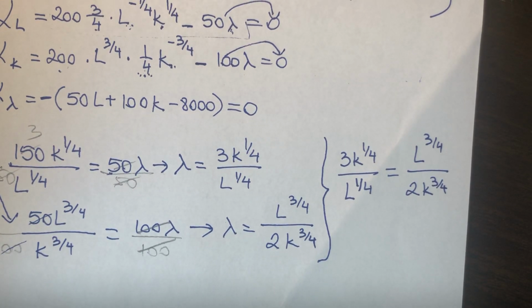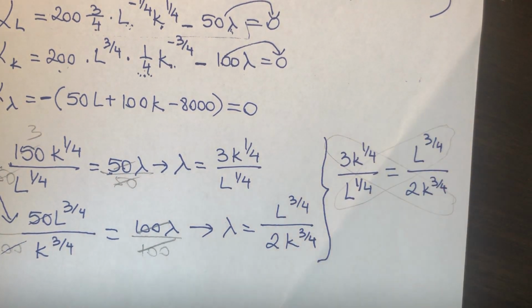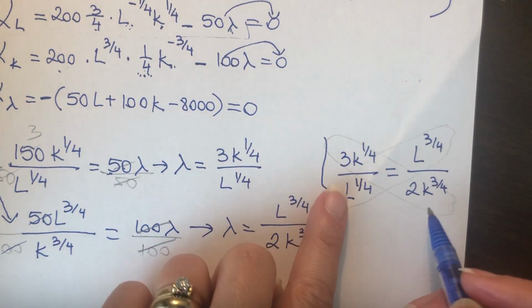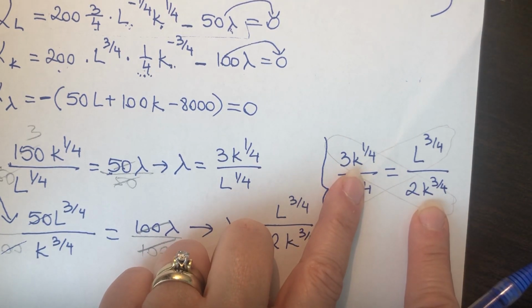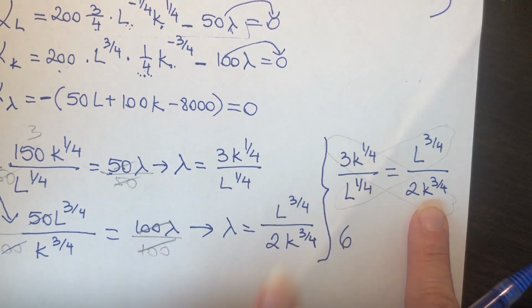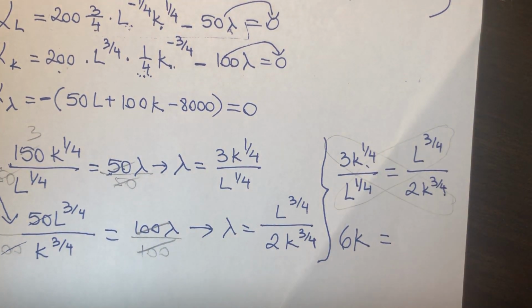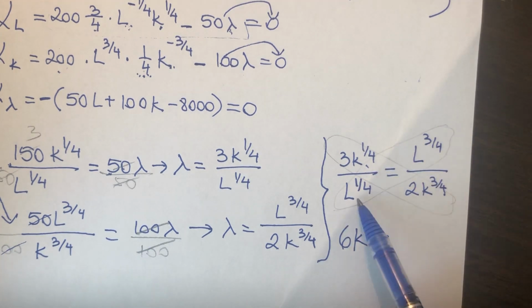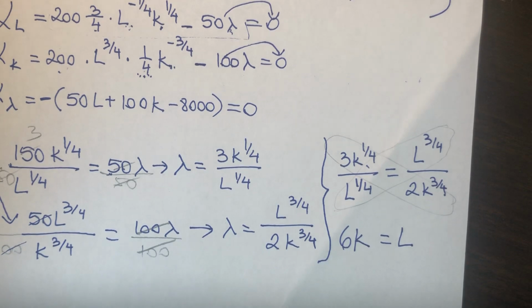Why? How do I solve an ugly equation like this? Nothing easier. It's a proportion, right? We're going to cross multiply. And the good thing is that those exponents are always supposed to add up to 1, because look what happens. 3 times 2 is 6. K to the 1/4 times K to the 3/4. What do I do with these exponents? Add them together. So 1/4 plus 3/4, that's 1. And then on the other side, L to the 1/4 times L to the 3/4, same thing, just gives me an L.